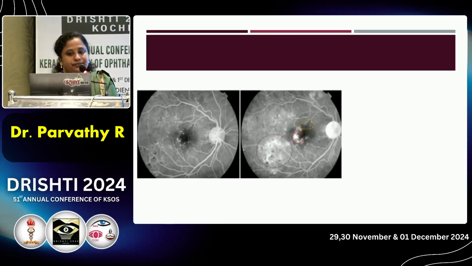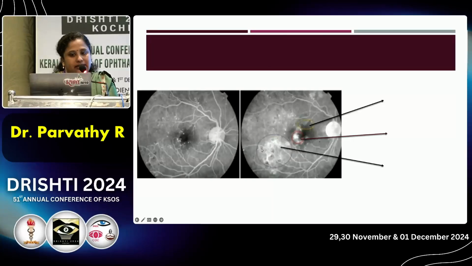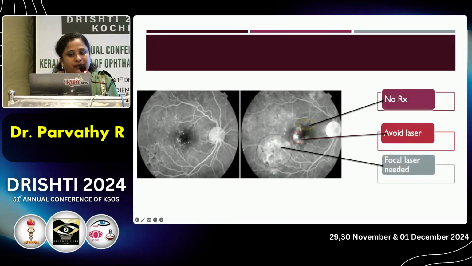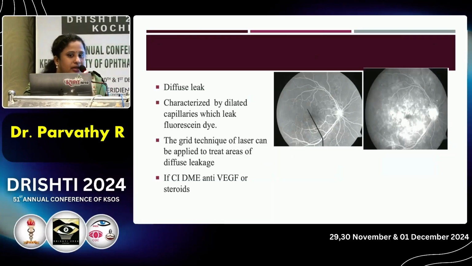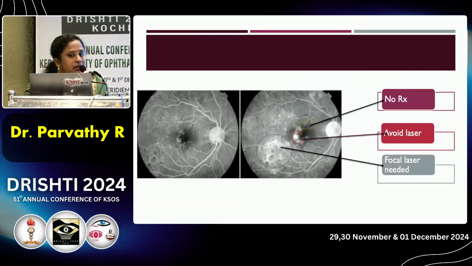Here we can see multiple microaneurysms in the early phase, and in the late phase this microaneurysm is not leaking, and these aneurysms are leaking, and these are away from the foveal avascular zone, these are also leaking. So the first one, since it is not leaking, there is no need for any laser treatment. For the second one, it is within 500 microns of the foveal avascular zone, so we have to avoid laser. And in the third one, we can apply focal laser if needed.